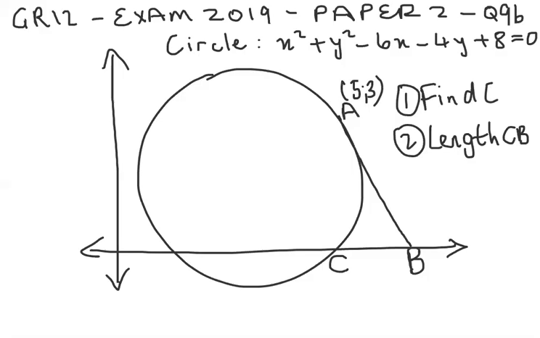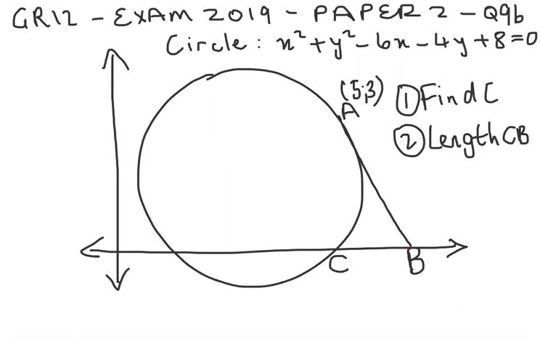Hi, good day. This is grade 12, exam 2019, paper 2, and this is question 9b. Right, so what do we have here? We have an x and a y axis. They say C and A are 2 points on the circle. AB is a tangent to the circle.